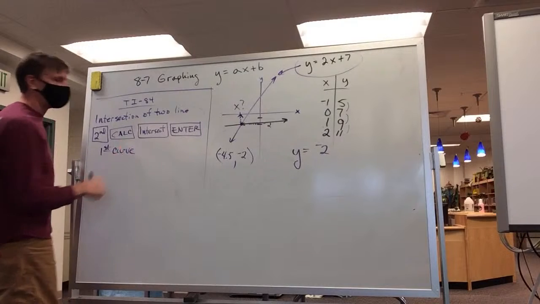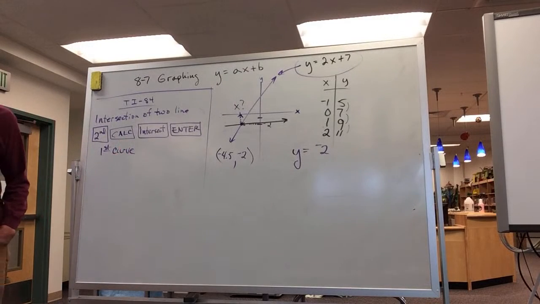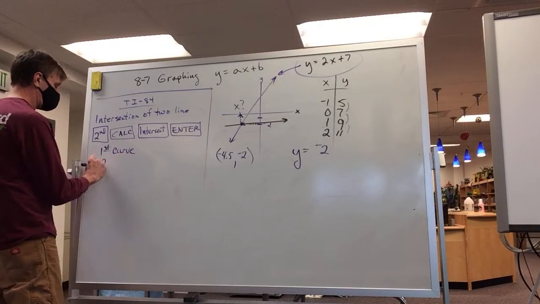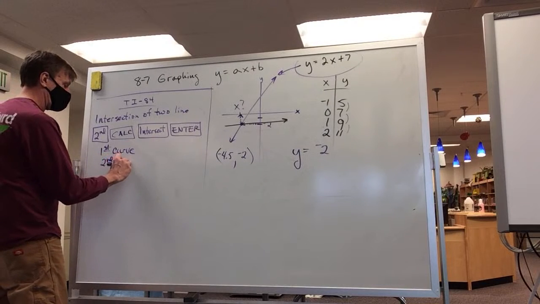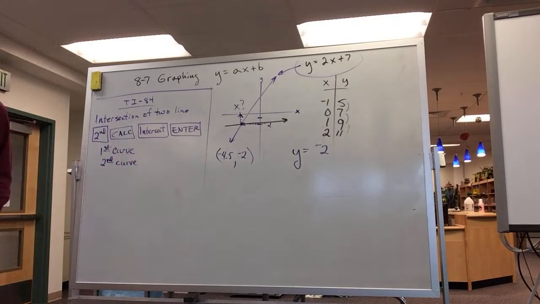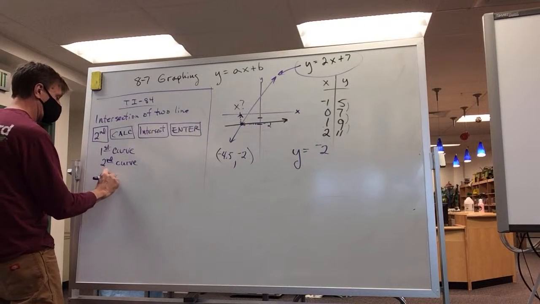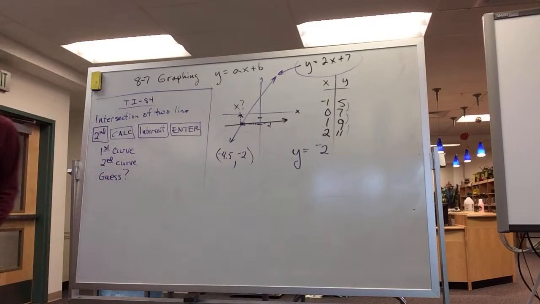Now, when they say curve, that's kind of a generic way to say line, because not all lines are straight. Some of them are curved. So the first curve, and then you had to hit enter, second curve. So you're just choosing them, because you might have 3 or 4 lines on your graph, and you've got to make sure you choose the right lines. And then the guess, and hit enter, and then you got your intersection. Those are the steps to that.